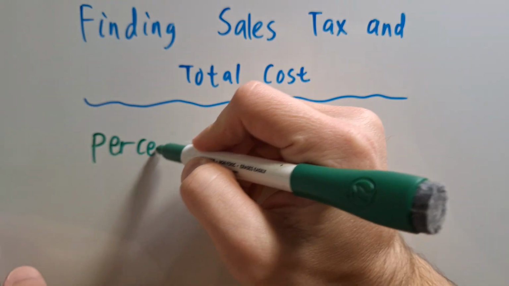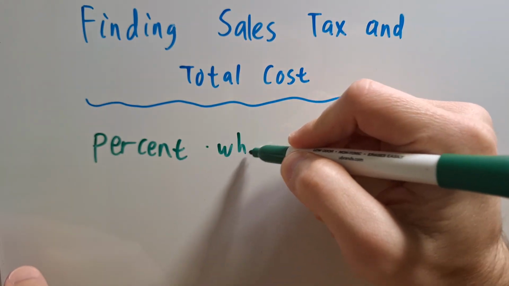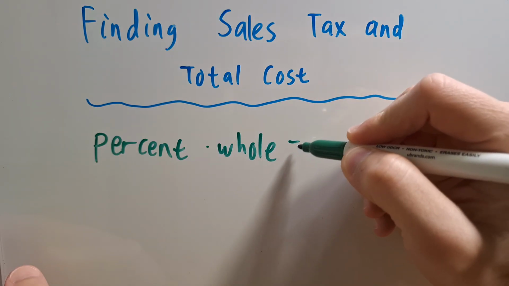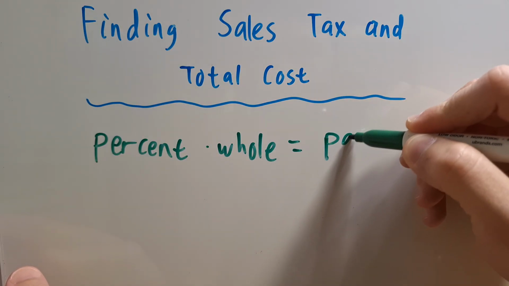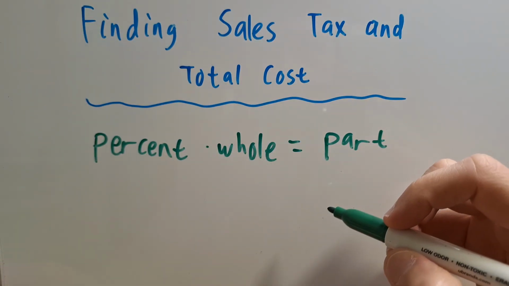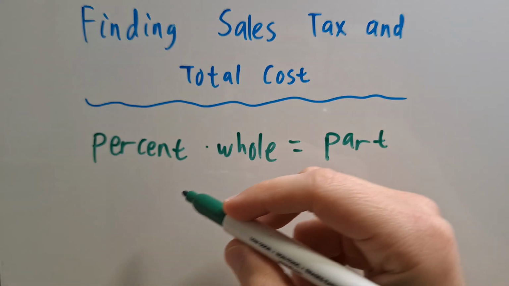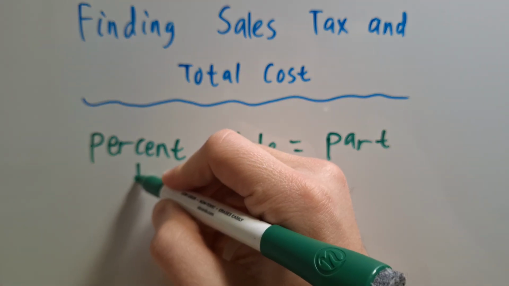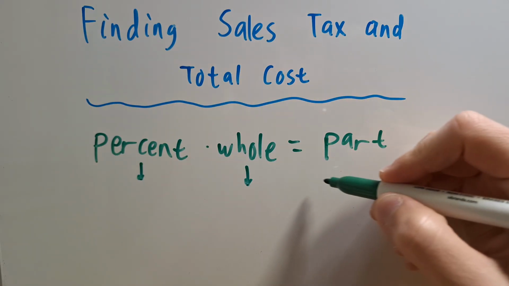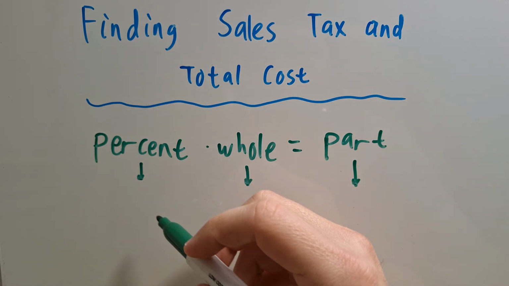The percent times the whole will equal the part. We've seen this consistently in these last couple videos, but specifically for sales tax, each of these will represent different things compared to previous applications we've done.